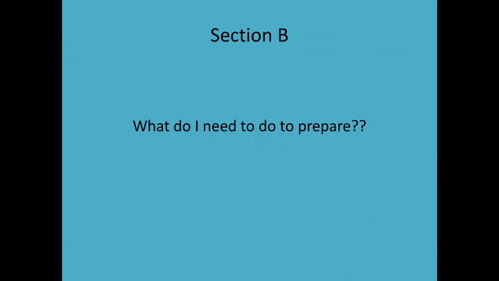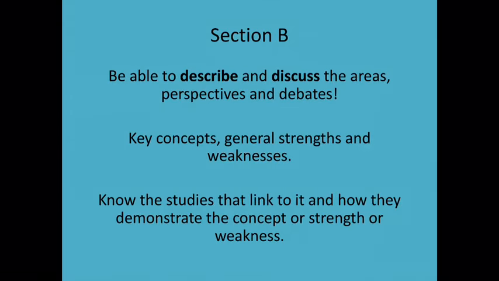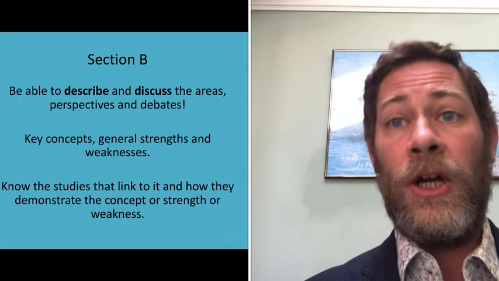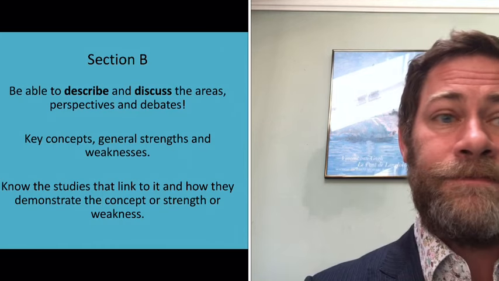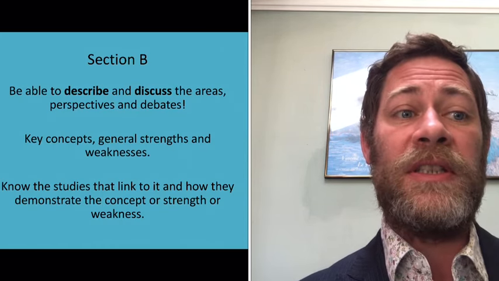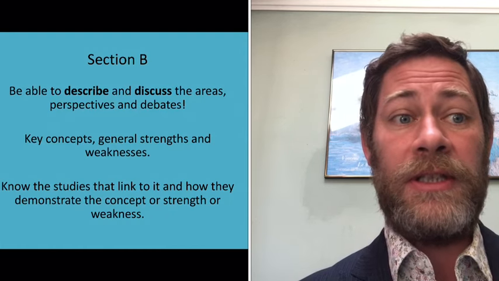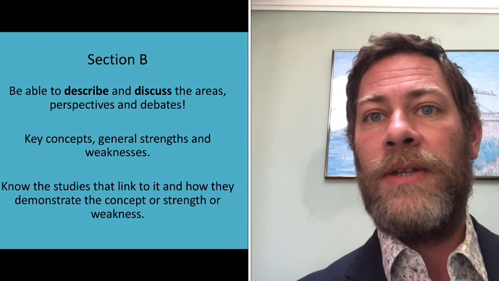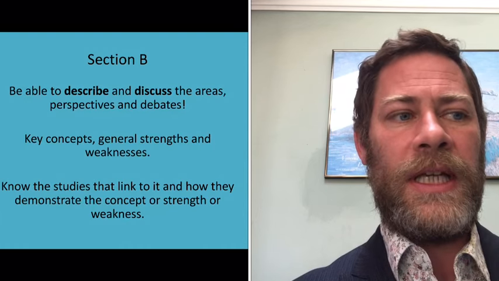So if we're all about preparing, armouring ourselves to answer the questions to get top marks in Section B, what do we need to do to prepare? And the answer is, you've got to make sure you can describe and discuss the areas, perspectives and debates. For the areas, we need to give the key concepts of them, 2 for each. We need to know the general strengths and weaknesses of them. This allows us to discuss them. And we're going to need to know how the studies link to those areas and how they demonstrate the strengths and/or weaknesses of the areas.